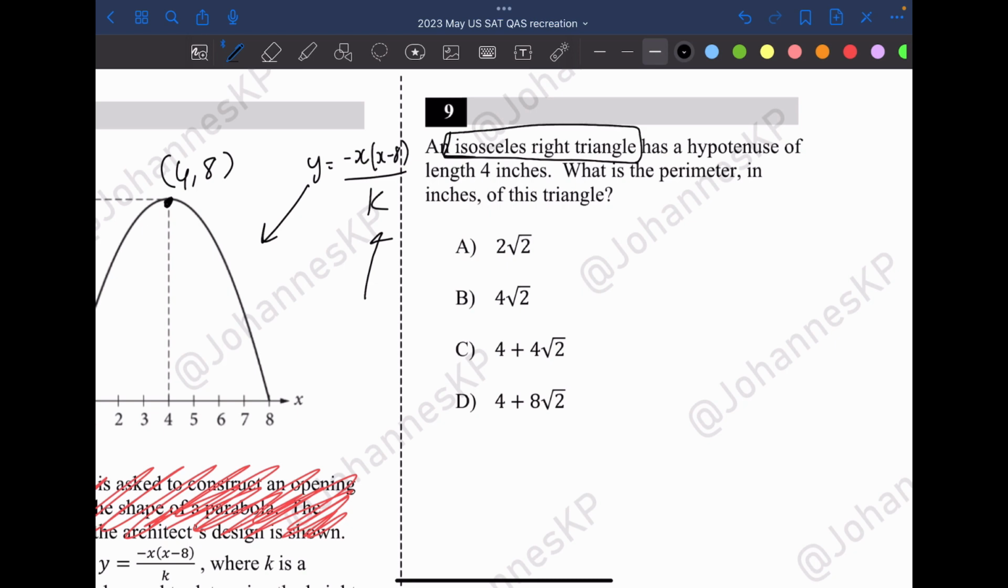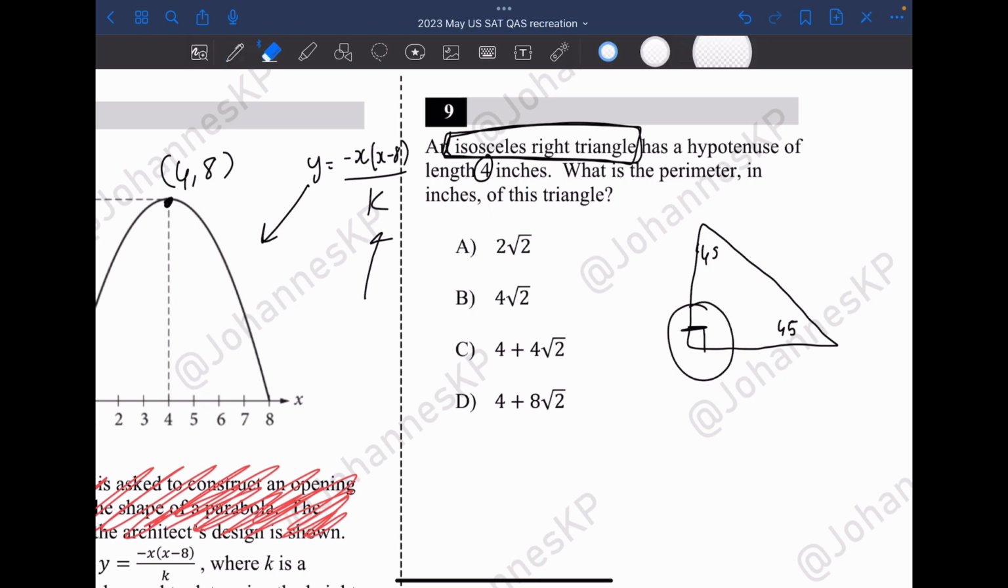That's super important because we need to know that to draw it. And then we know that the hypotenuse is 4 inches. So pretty simple. First, we draw the isosceles right triangle. So it would be 45, 45, 90, because it's a right angle, and then isosceles means that the other two sides are equal, so 90 divided by 2 is 45.